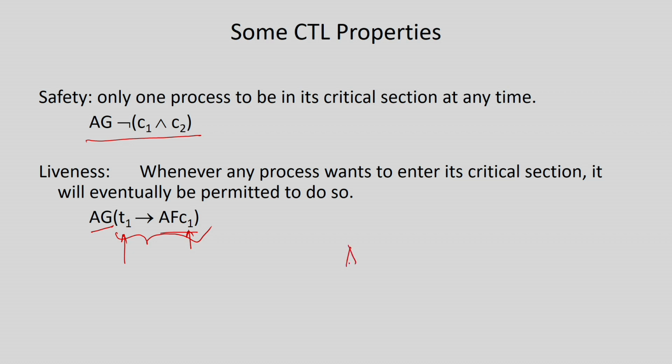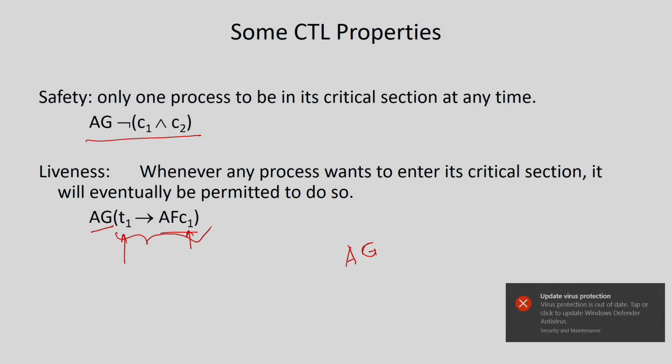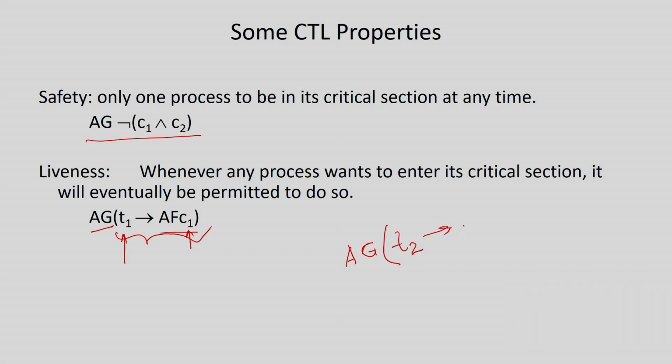Now, we can write AG T2 implies AF C2. This is the similar property, which is basically talking about in all paths globally, T2 implies AF C2. That means if process P2 is trying to enter into the critical section, eventually it should get a permission to enter into the critical section.